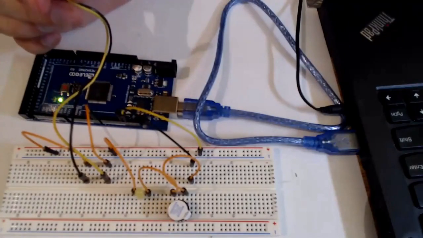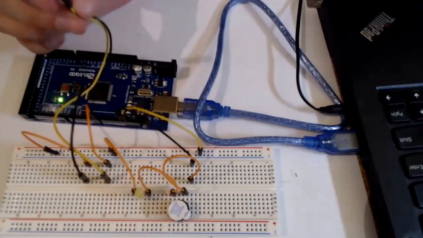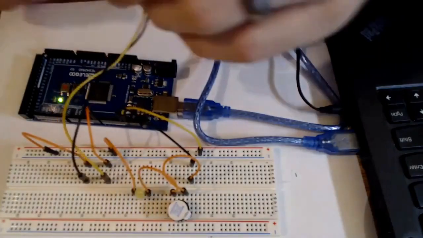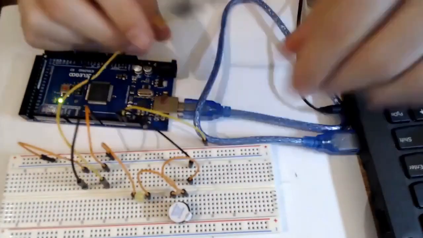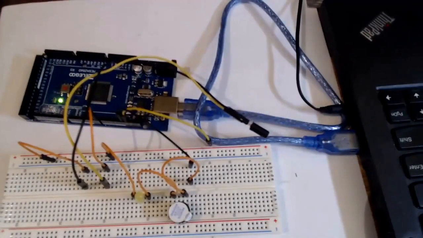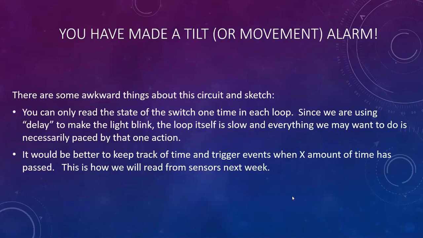And you'll notice when you do this thing that it doesn't take a whole lot of tilt. All you'd have to do is kind of move your fingers around just a little bit, and it'll start telling you that you're moving. So this actually works pretty well as a motion sensor. Just a little bit of tremor or something would do it. So anyways, I'm going to unplug that. And there you have it. You've made a movement alarm.